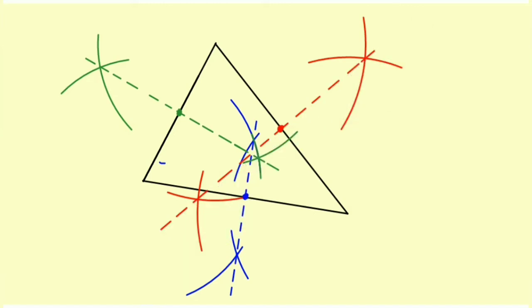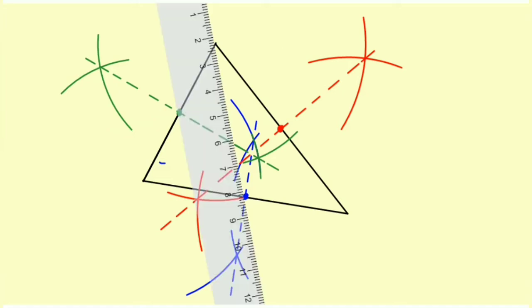Now you may notice that these 3 perpendicular bisectors all intersect at this point, and this point is called the circumcenter. But the circumcenter isn't really what this video is about. It's a byproduct of constructing the perpendicular bisectors, but what we are really interested in are the 3 midpoints, here, here, and here. So now let's use our straight edge and construct our medians.